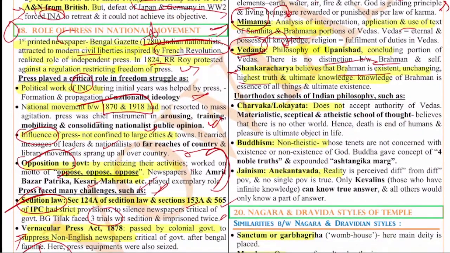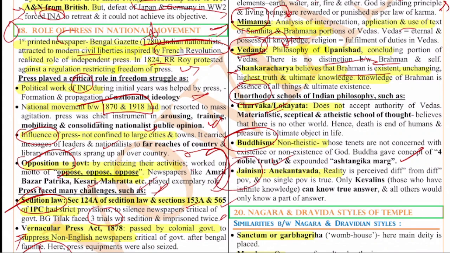Next, there are some unorthodox schools as well. The Charvaka school does not believe in any Vedas. Hedonism is the highest goal, right? So next, you have Buddhism, which is a non-theistic school. It talks about the Four Noble Truths and Ashtanga Marg, that is the Eightfold Path.